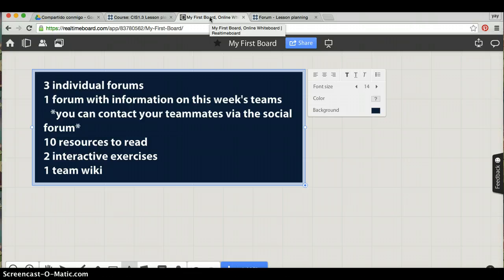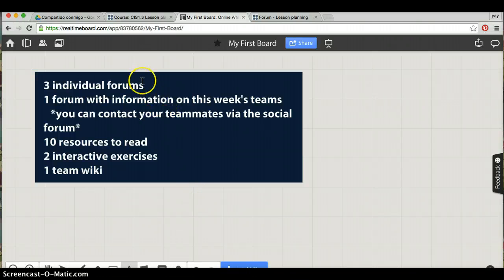So guys, I was doing a little summary and I noticed that in this unit we have 3 individual forums. You're going to post your opinion on 3 separate aspects of planning. In addition to those 3 individual forums, we have 1 forum with information on this week. This week we have a team activity, so I have split the group into 3 different teams.